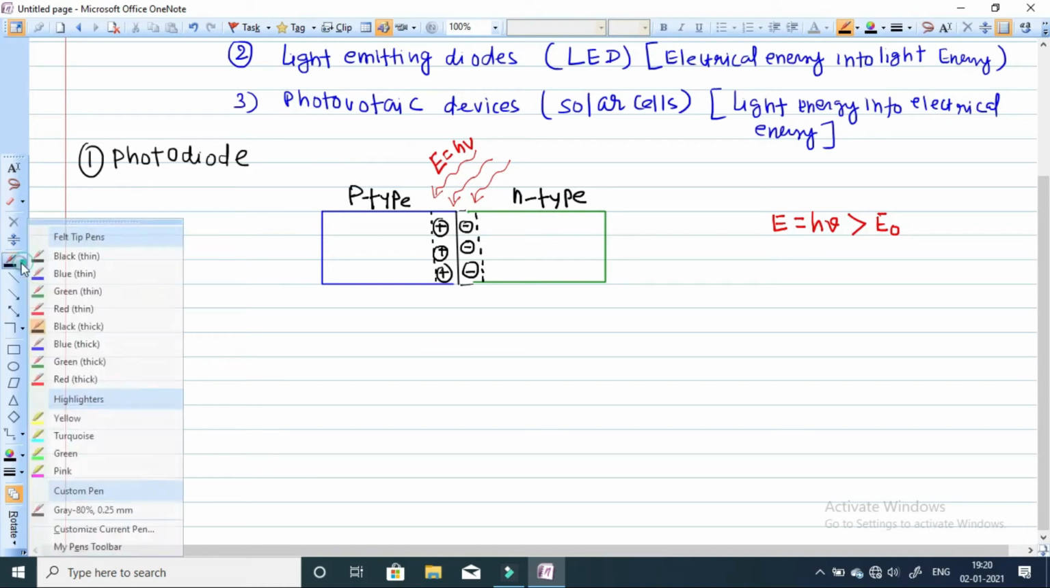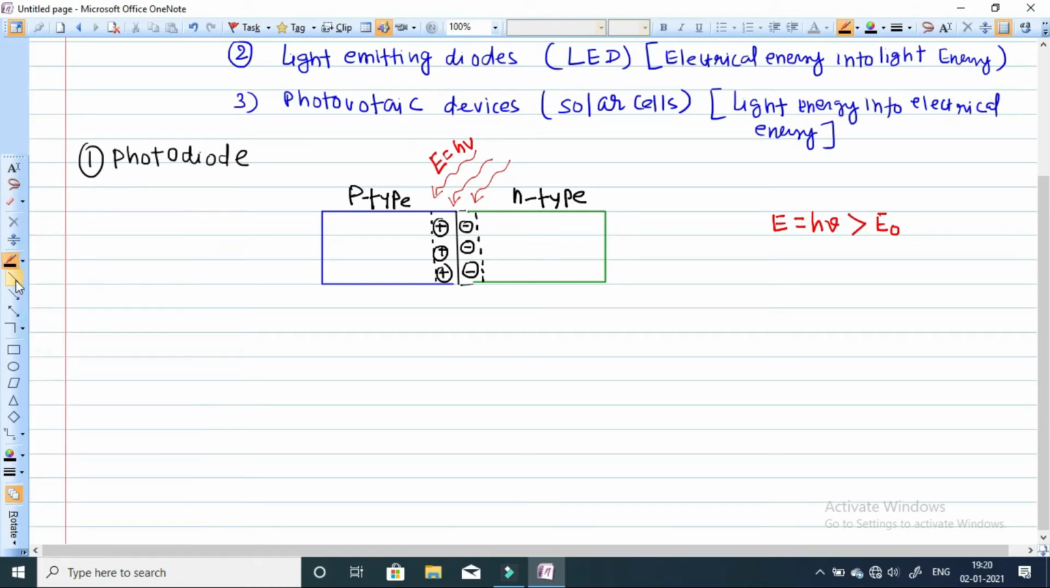Suppose now we are connecting an external source here. Here we are connecting a battery. This is our resistor. Load we can connect here.